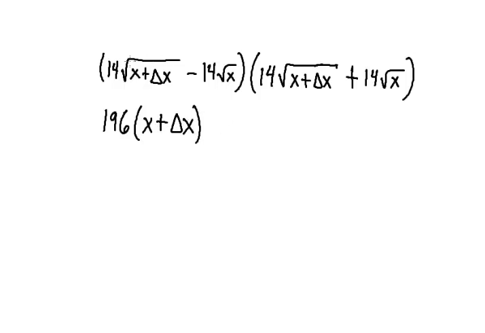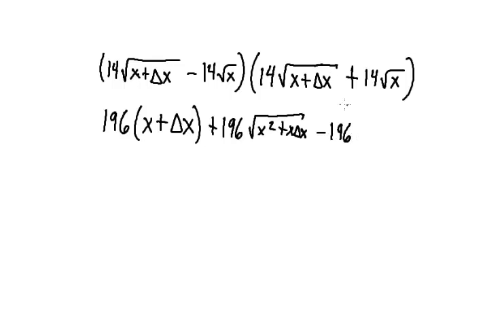It got released. There is no longer a square root here. Next, I'm going to multiply this with this. So 14 times 14 again. Well, I know that is 196. Both roots are different, so in this case, I'm just going to multiply the insides. X times x, x squared. Delta x times x will be x delta x. Next, I'm going to multiply this with this. So minus 14 times 14 will be minus 196.